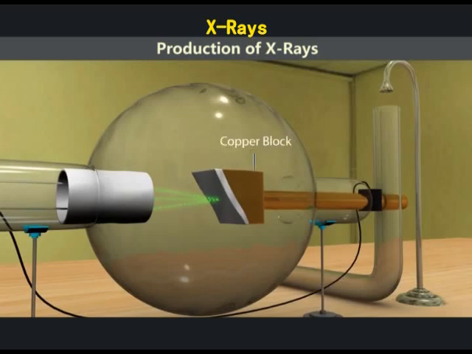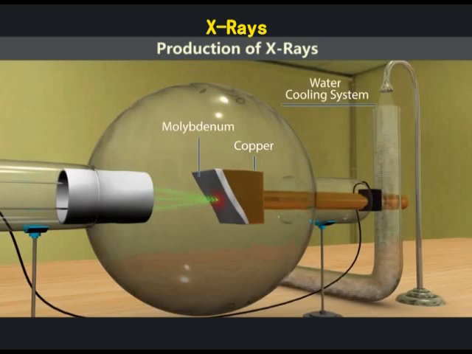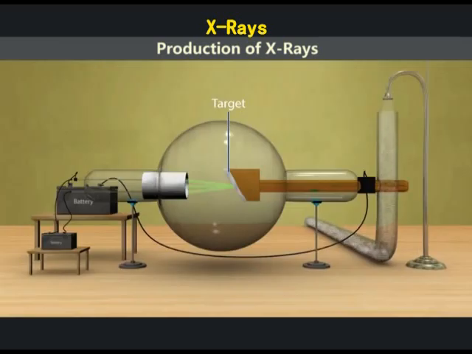The target is made of a copper block in which a piece of tungsten or molybdenum is fixed. A lot of heat is produced when the electrons hit the target, and copper, being a good thermal conductor, carries the heat away to the cooling system. The target is also tilted at an angle of 45 degrees, causing the electrons to hit at an angle.